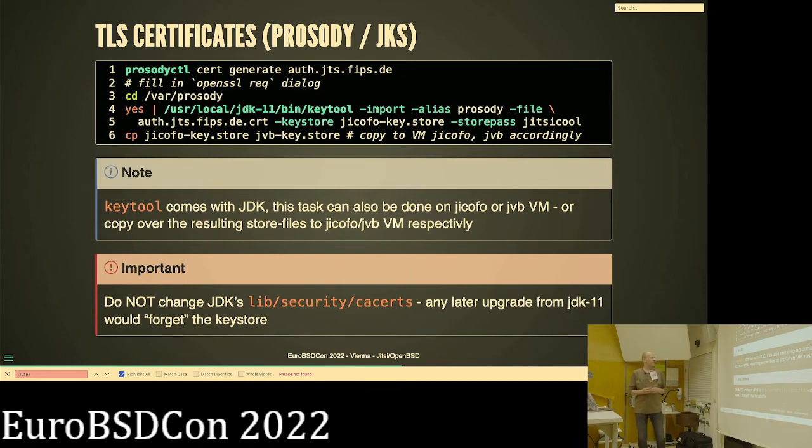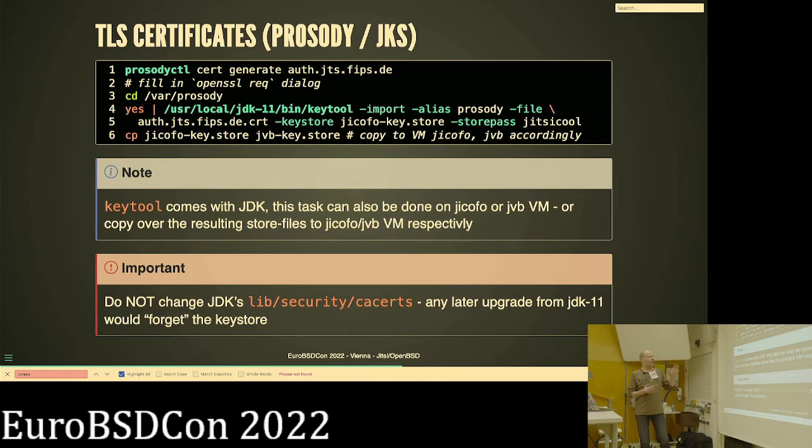In terms of TLS, Java is not using the etc SSL certs directory or whatever, so you need your own part called a keystore. This is the command to create such a thing. With prosodyctl cert generate, you are running more or less a wrapper around OpenSSL requests, so you get that dialog or whatever tool you want to have to just have a standard X509 certificate request and self-sign it. And this CRT file can be imported into a keystore with this keytool command.